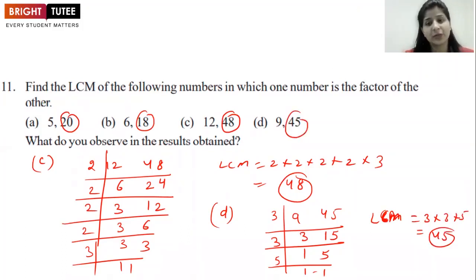So students, what is the observation now? In all of them, we are getting the larger number. That means out of 5 and 20, 20 came out to be LCM. Out of 6 and 18, 18 came out to be LCM. Out of 12 and 48, 48 is the LCM. And out of 9 and 45, 45 is the LCM. That means if we have two numbers in which one is a factor of another number, then the larger number will always be the LCM. Clear?